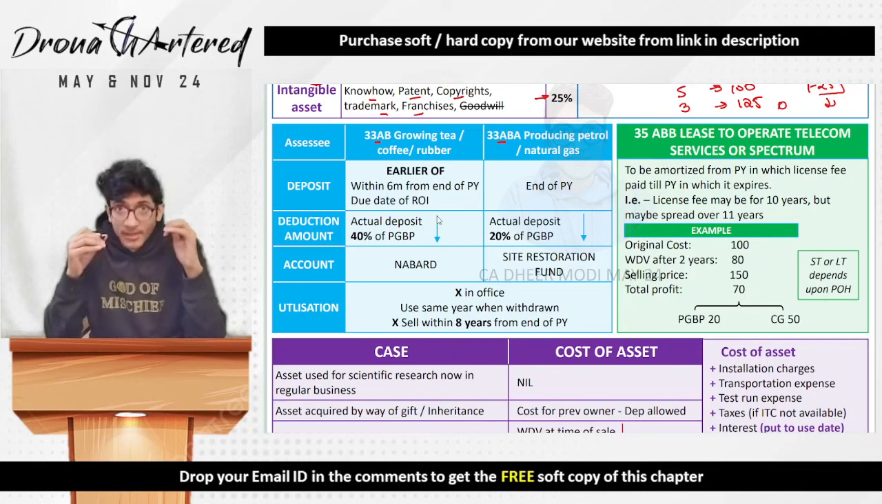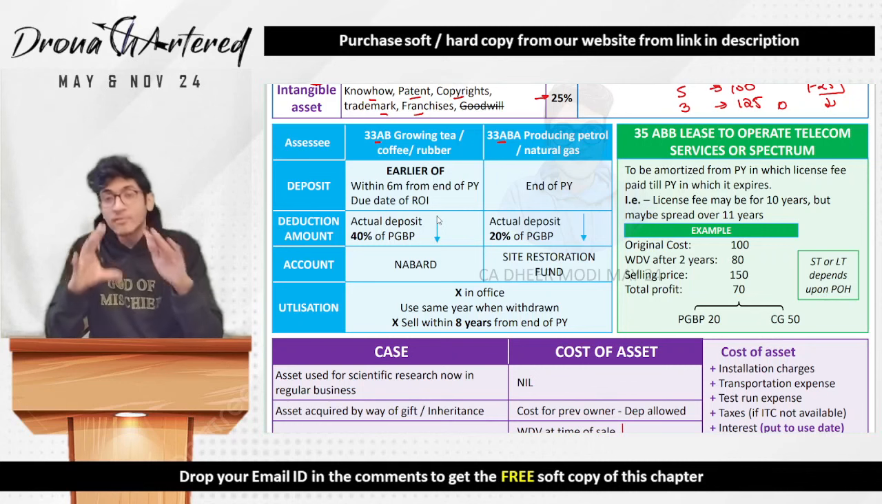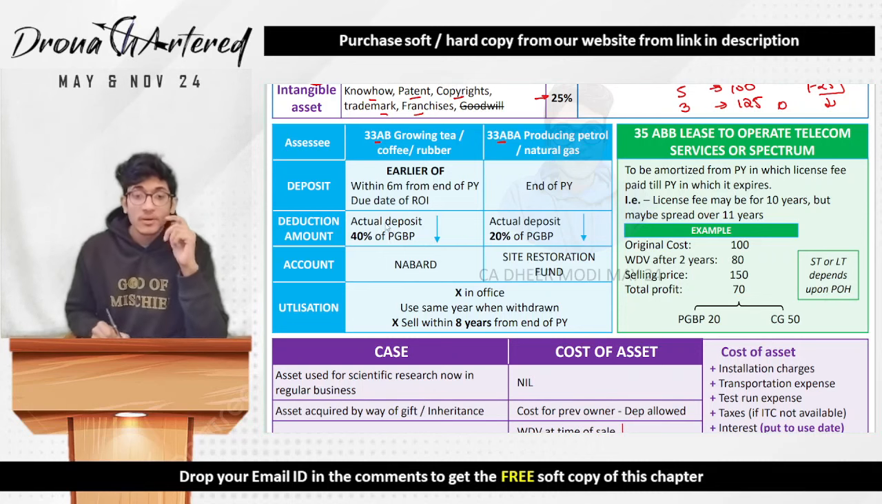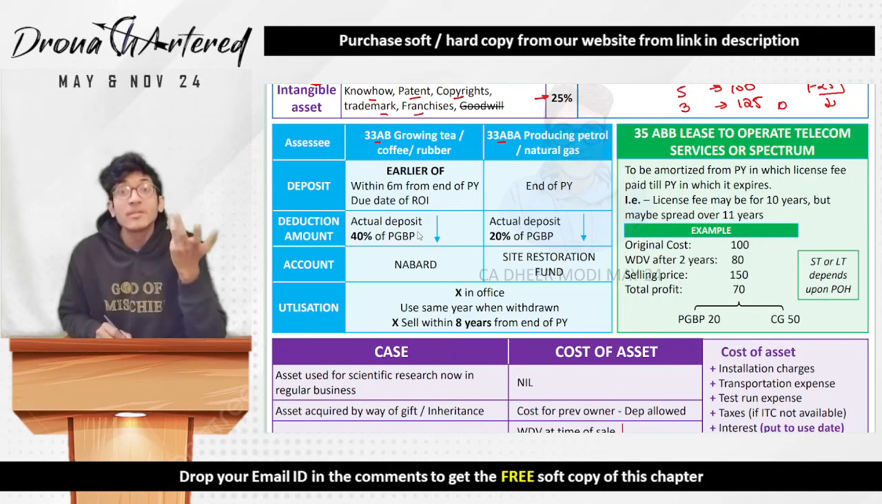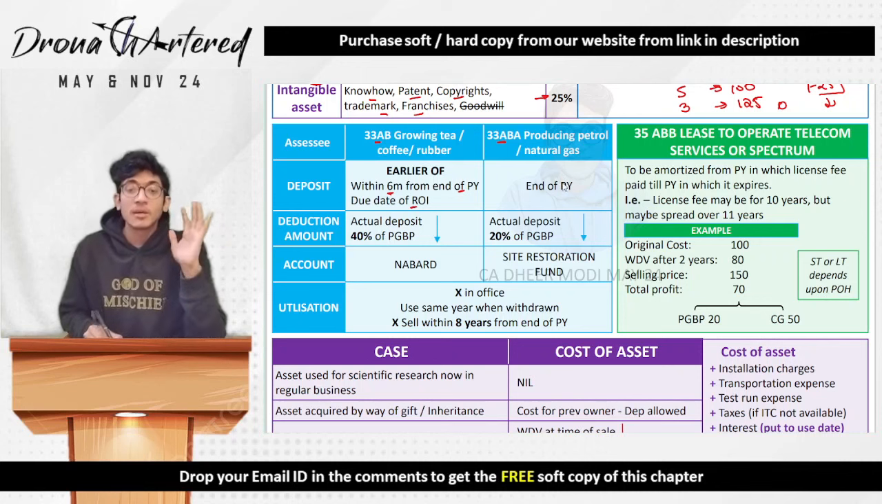What income tax says is that we will give you a deduction if you give a certain amount of money into a certain type of fund, and this fund we will also allow you to use later. But if you deposit a certain sum of money, we will give you a deduction. So the first thing to remember is, when do you have to deposit? That is the earlier of within 6 months from end of previous year or due date of ROI, whichever is earlier, for 33AB. While for 33ABA, it is end of previous year.